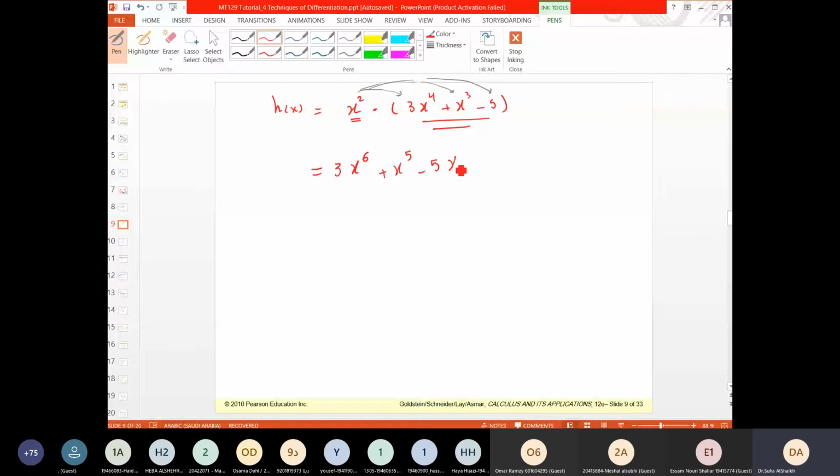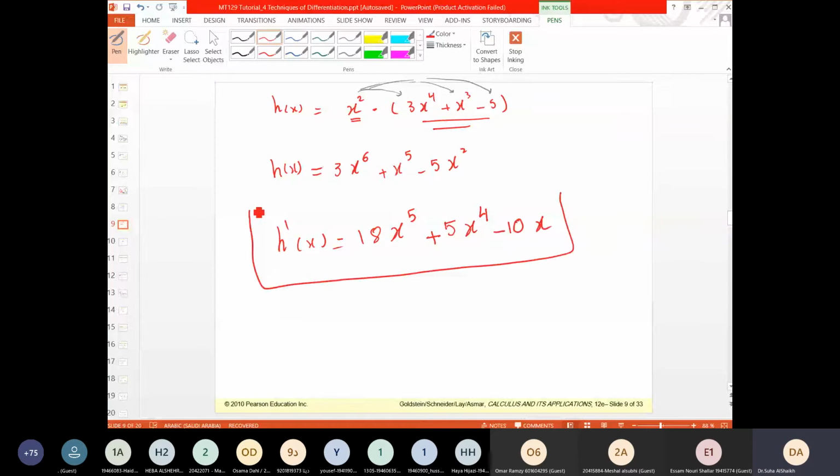Now I can find the derivative. h dash x is equal to 3 في 6, 18x power 5 plus 5 go down, 5x to the power 4. 2 go down, this will be minus 10x. And my derivative simply. فممكن ان we do it with the multiplication as well.